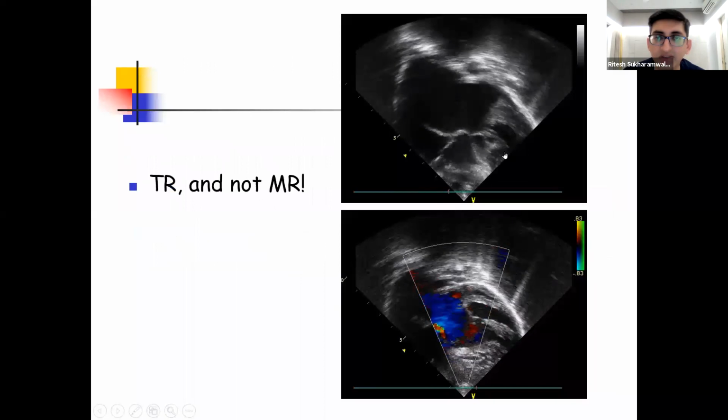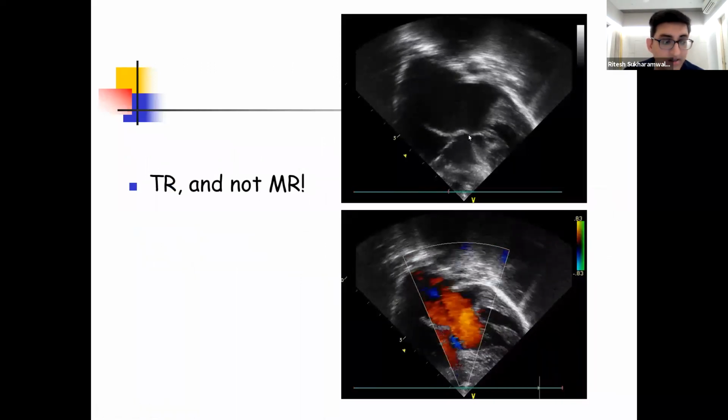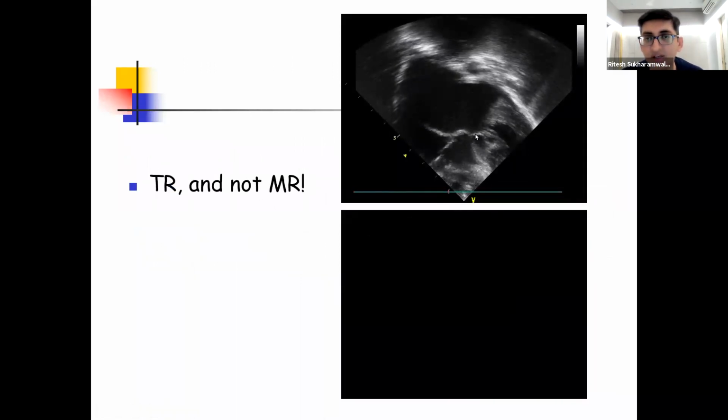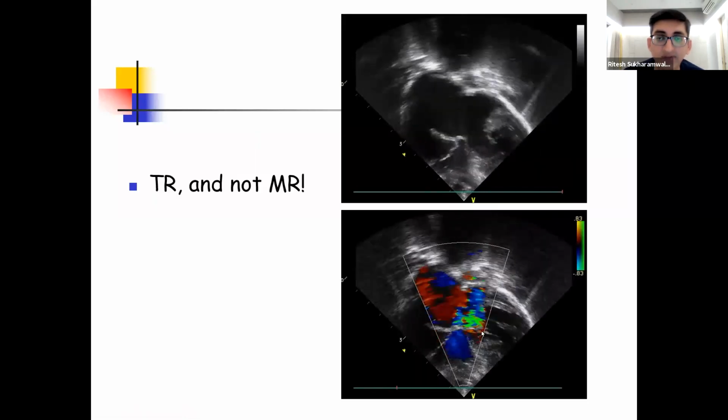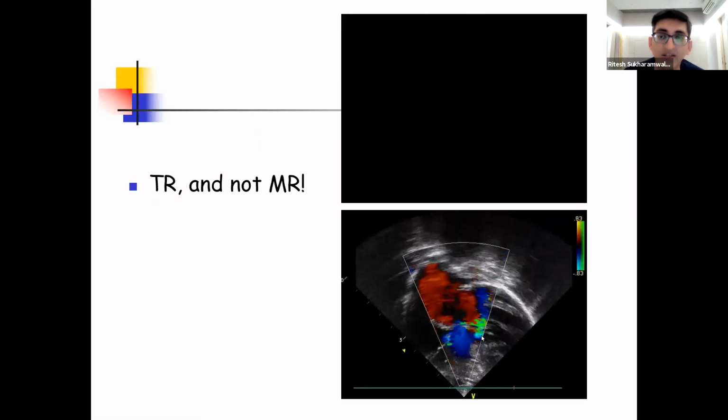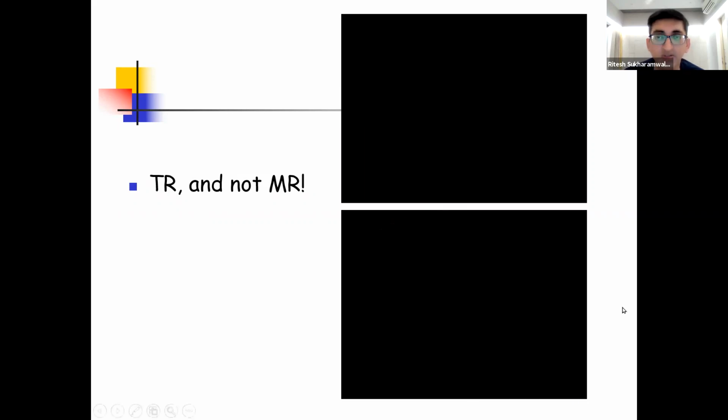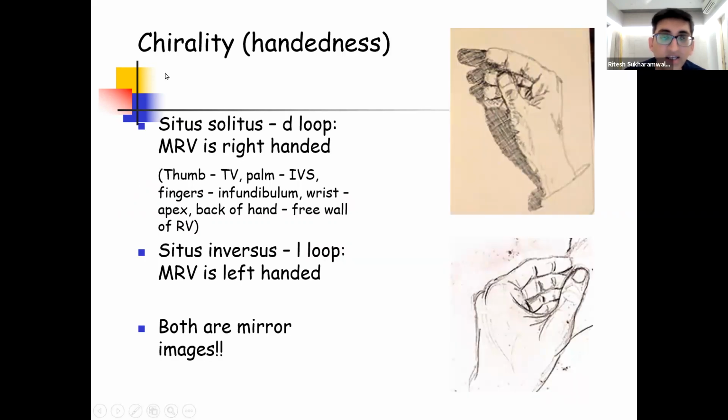So in this particular case, this valve is having an insertion which is slightly at the lower level and this insertion is higher, far from the apex. So this left-sided AV valve is actually the tricuspid valve and hence this regurgitation is tricuspid regurgitation and not the mitral regurgitation. Now the role of situs is very important to define the flow pattern of the right ventricle.